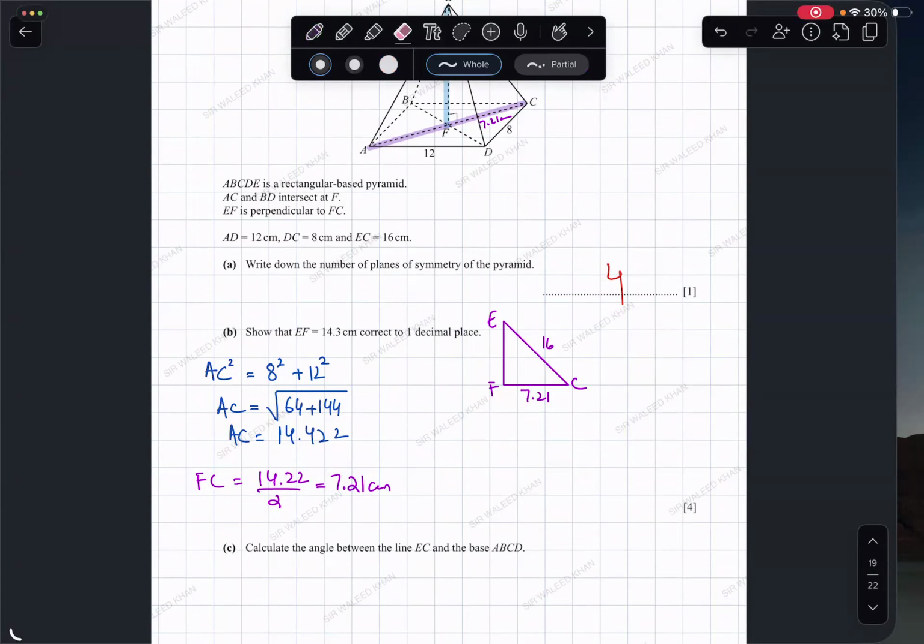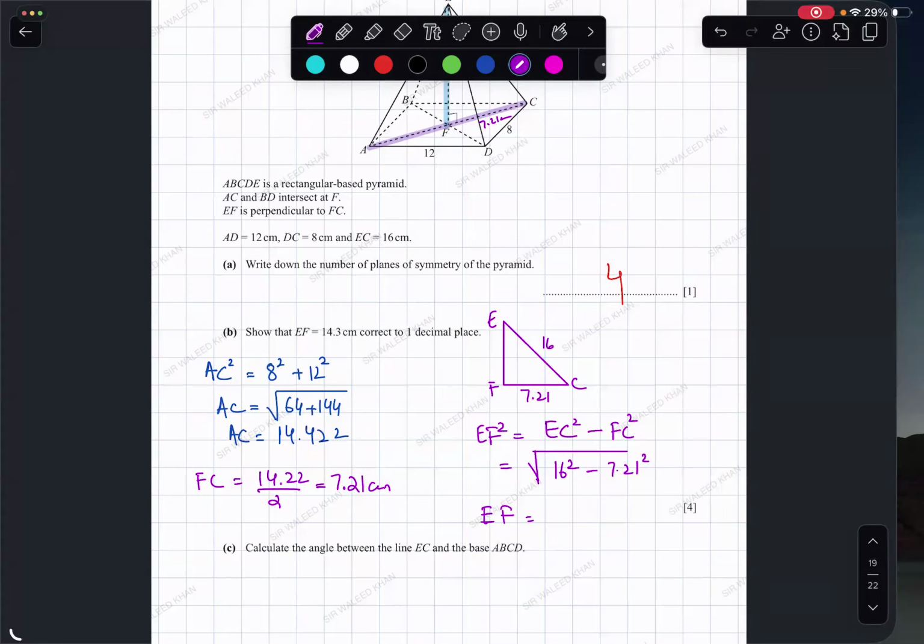But this time I'm going to rearrange for EF square. So that means the hypotenuse square minus FC square. So EF should be under root of 16 square minus 7.21 square. What should that be? That should be EF is equal to 14.3 to 1 decimal place. Okay.